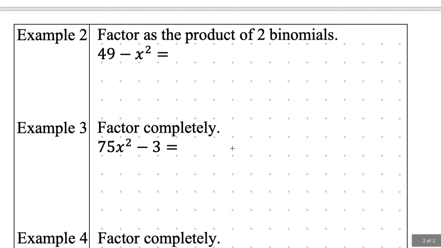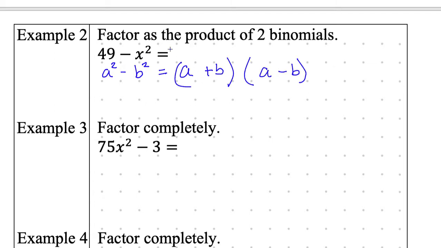Factor this as the product of 2 binomials. So I'm using my formula. My formula states a squared minus b squared will give me a plus b times a minus b. I'm going to write the formula underneath so we can figure out what a and b should be. This will help me. I don't need to do this every time. I'm just giving you the structure.